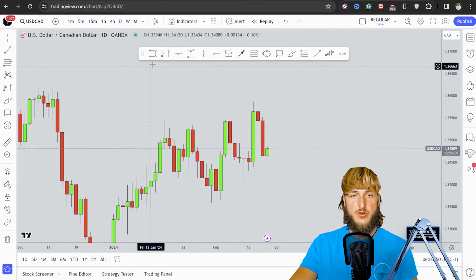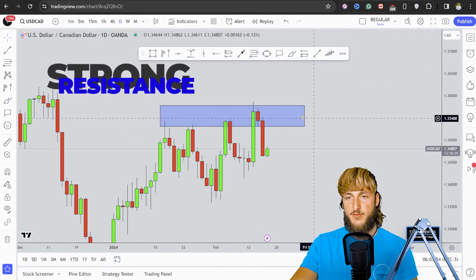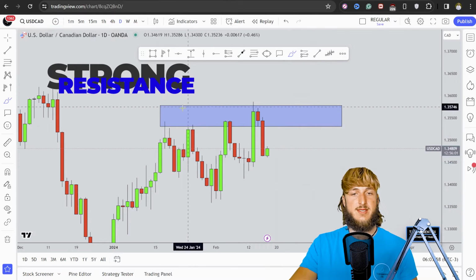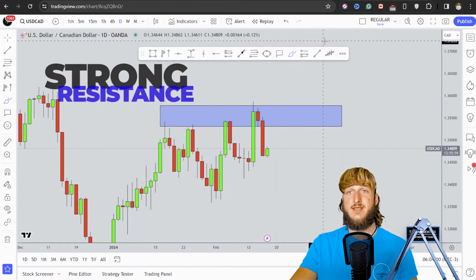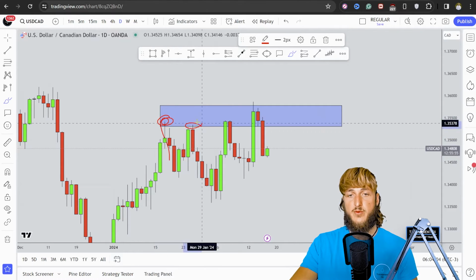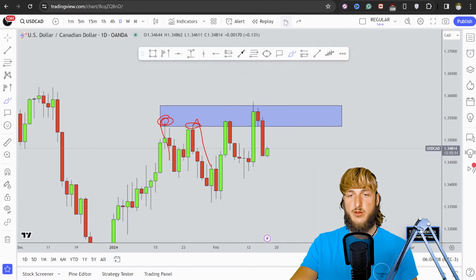However, it is also important to keep in mind that as long as the market remains below this level here, there is easily the possibility to see a rejection to the downside, because this area is very strong resistance and has already been respected multiple times. In fact, starting from here, we can see that every time the market tested this zone so far, it got rejected to the downside.